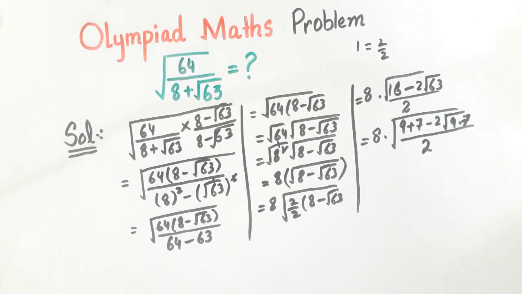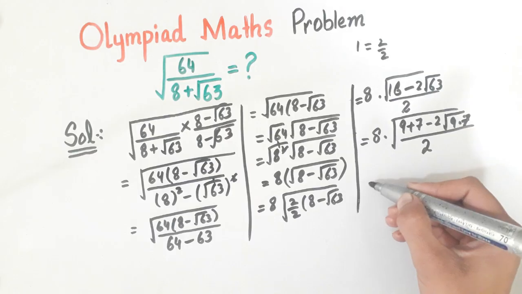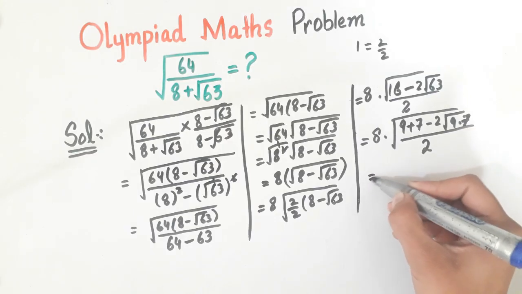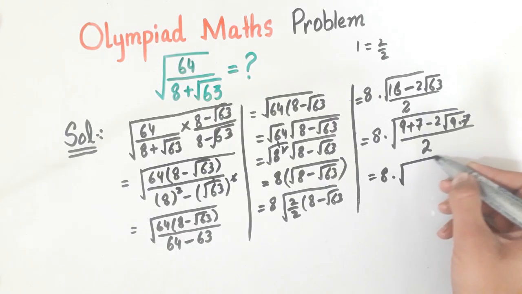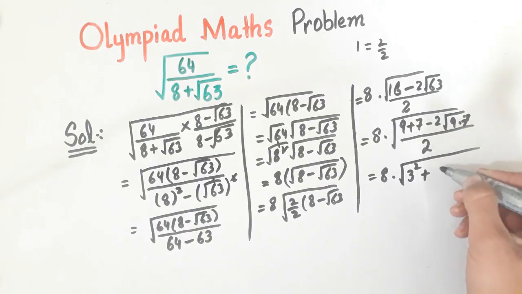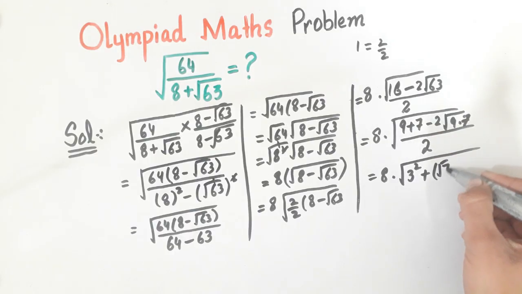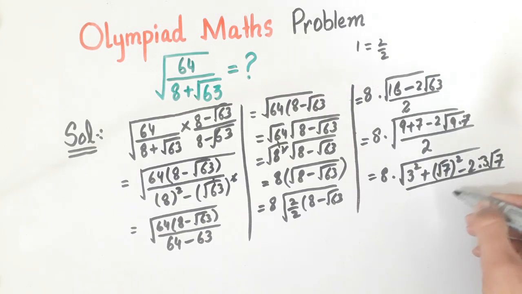Now in the next step, we will solve this as, we can write equals 8 into 9 is the square of 3. So this is 3 square, and plus 7 can be written as square root of 7 square, because this square is cancelled out by this square root, so remaining is 7. Minus 2 into 3 square root 7. Now and divided by 2.